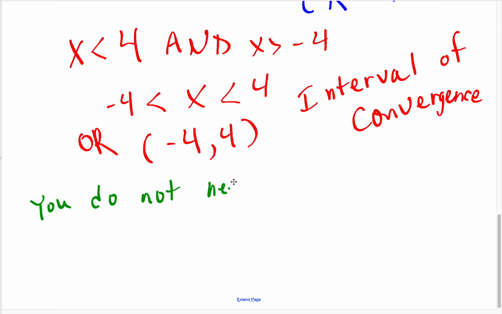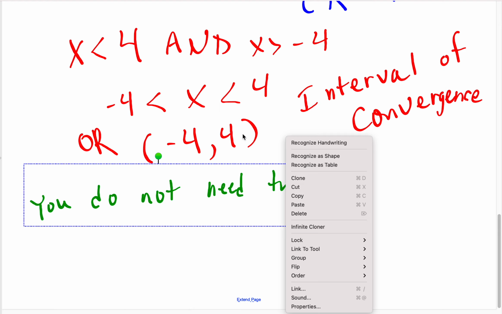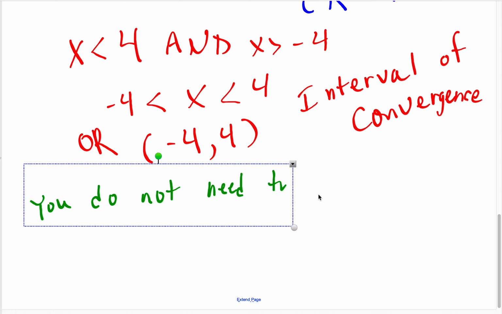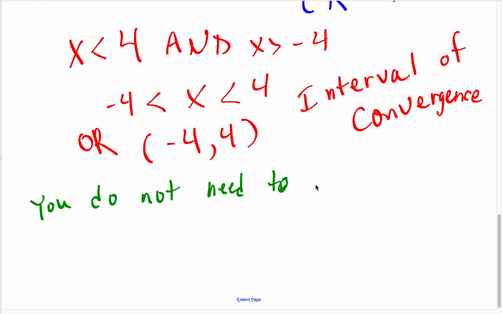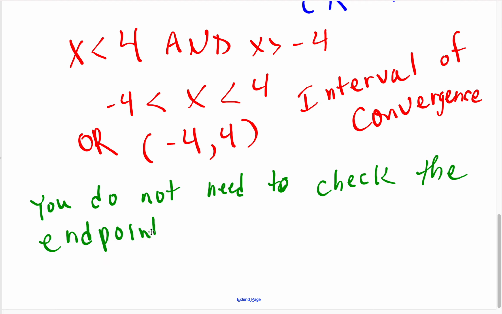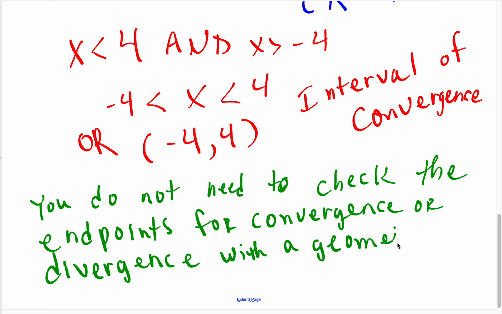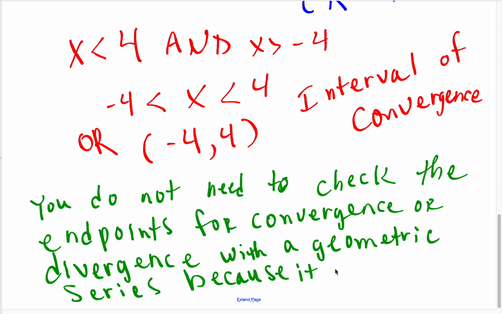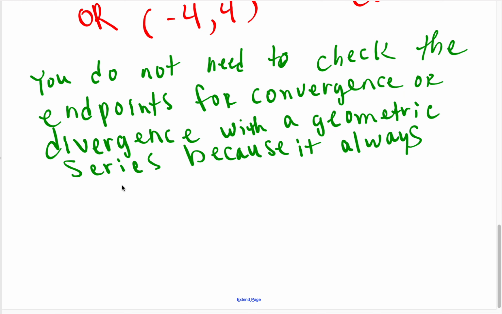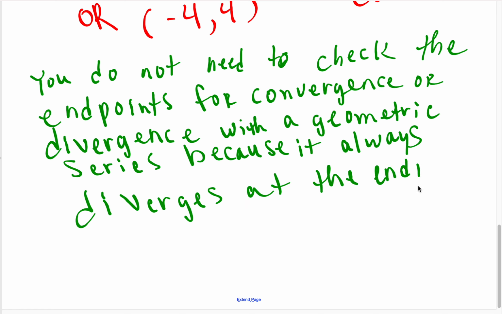You do not need to check the endpoints for convergence or divergence with a geometric series, because it always diverges at the endpoints.